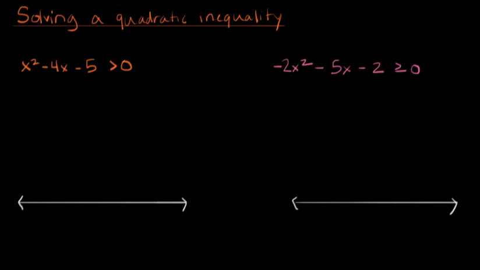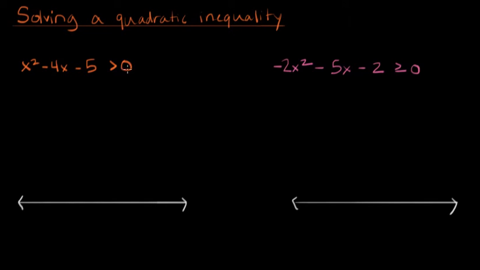In this video, I want to talk about how we solve a quadratic inequality. So a quadratic inequality is when we have a quadratic expression that is greater than or less than something. Now, in order to solve a quadratic inequality, it needs to be greater than 0 or less than 0, just like solving a quadratic equation, we need it to be greater than or less than 0.